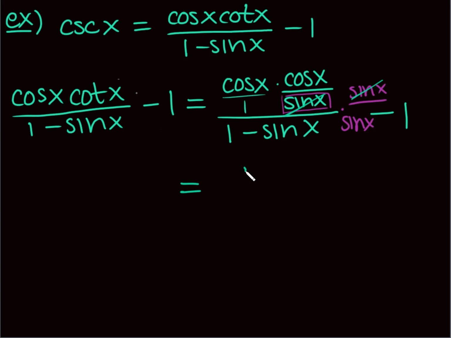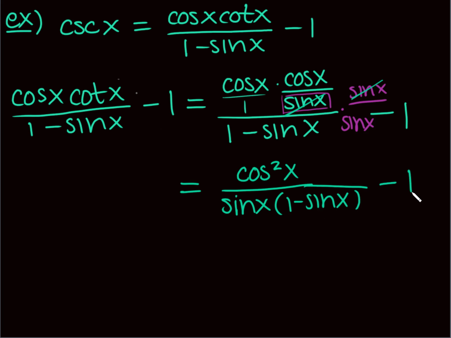And so what do I get on top? I get cosine squared x on top all over sine of x. No, I don't want to multiply it through actually. I'm going to just leave it in factored form. 1 minus sine x. Okay. And this is all minus 1.